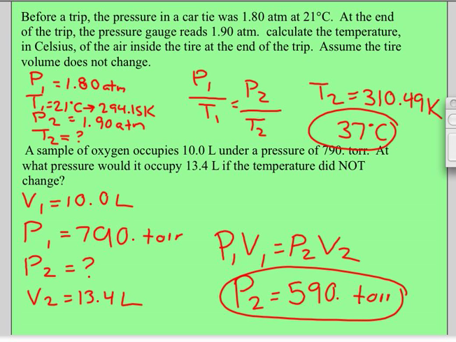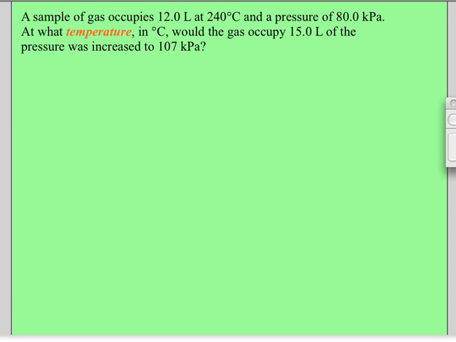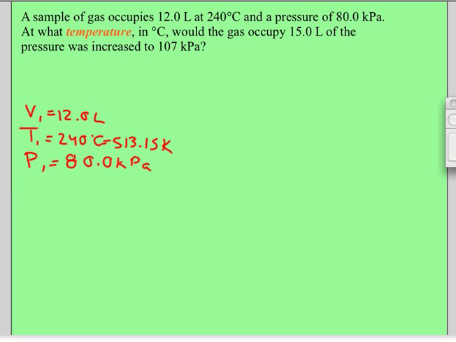And then the last one that we're going to look at. We have 12 liters, 240 degrees Celsius, and a pressure. So with this one we have to be careful because we know a lot. Our V1 is 12 liters. Our T1 is 240 degrees Celsius, which is 513.15 Kelvin. And our P1 is 80 kilopascals. Our P2 is 107 kPa. Our V2 is 15 liters. And our T2 is what we don't know.